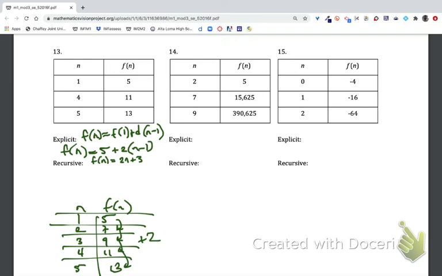And just as a way to check to make sure, you can always go back into your table, plug in a couple of those values, and see if it works. 5 times 2 plus 3 is 13. 1 times 2 plus 3 is 5. Just a way to help with the process. For the recursive, we need to define our first term and explain how to get the next term. We take the one right before it, and we add 2. And that's it, folks.